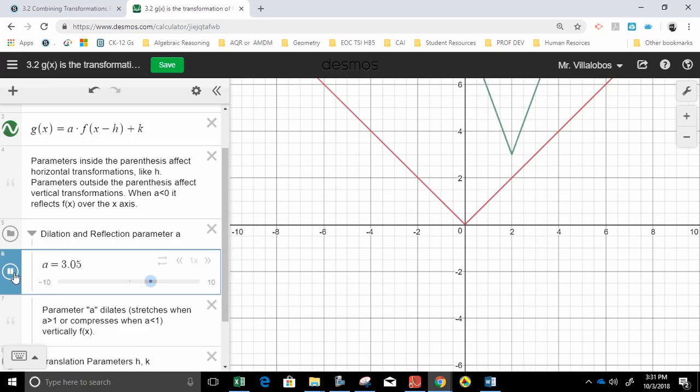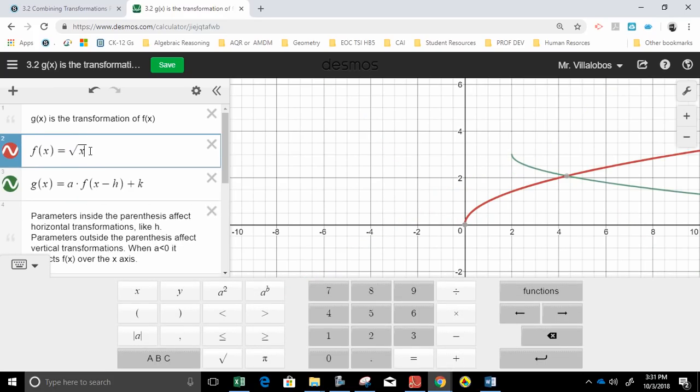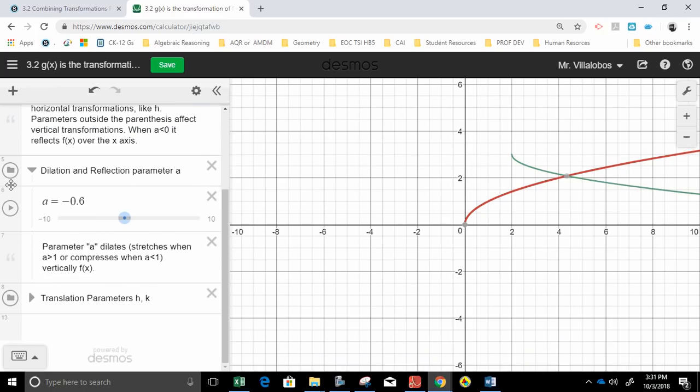So look at what happens when I play a. All right? Let me put h and k to 0. Or even change it to something else. Square root x. And you can see that a, when I play a, it stretches it as it's bigger than 1. And if it's negative, it puts it across the y-axis. I mean the x-axis. See? That's what a does. Let's put h and k back where I had them.